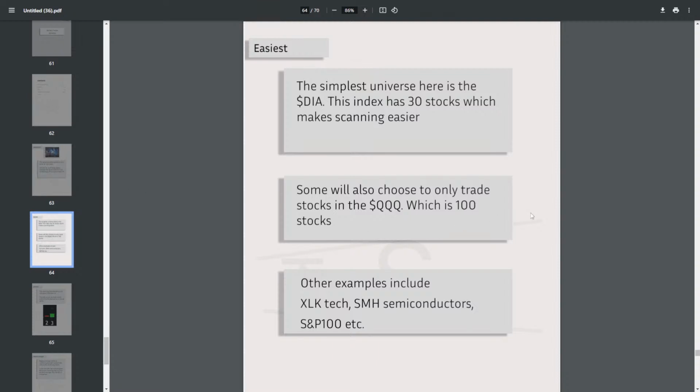You've got 30 stocks. It makes scanning super simple. And you can also memorize all 30 stocks super quick. It's going to take you a week and you'll know every single one like the back of your hand.